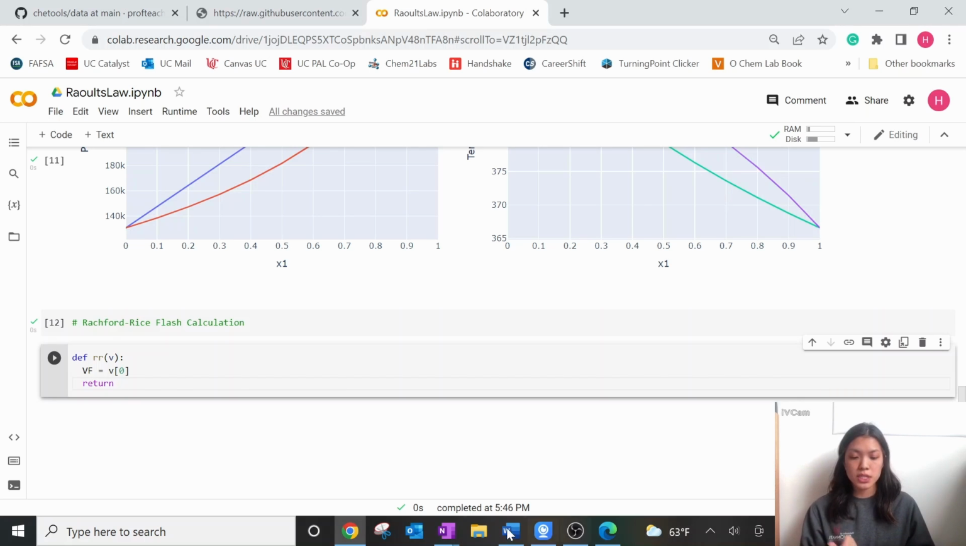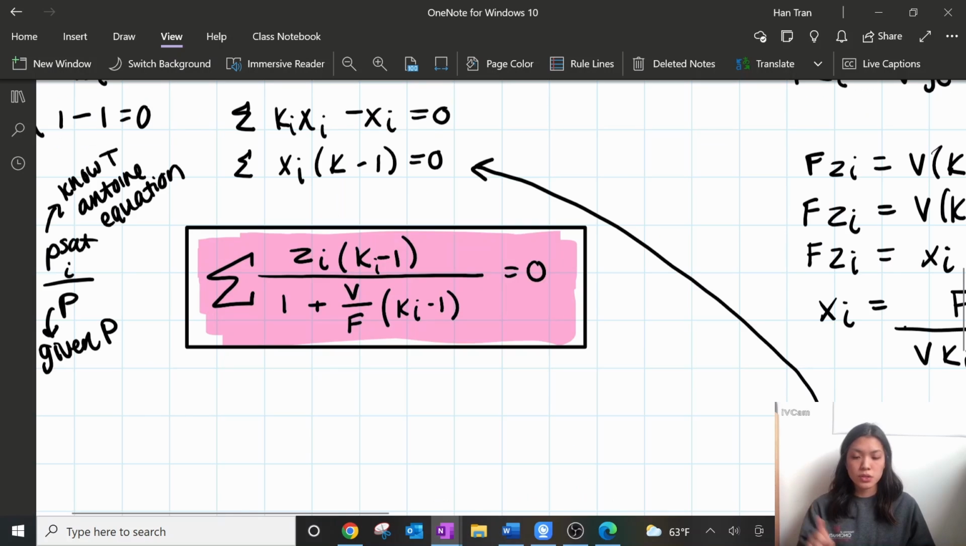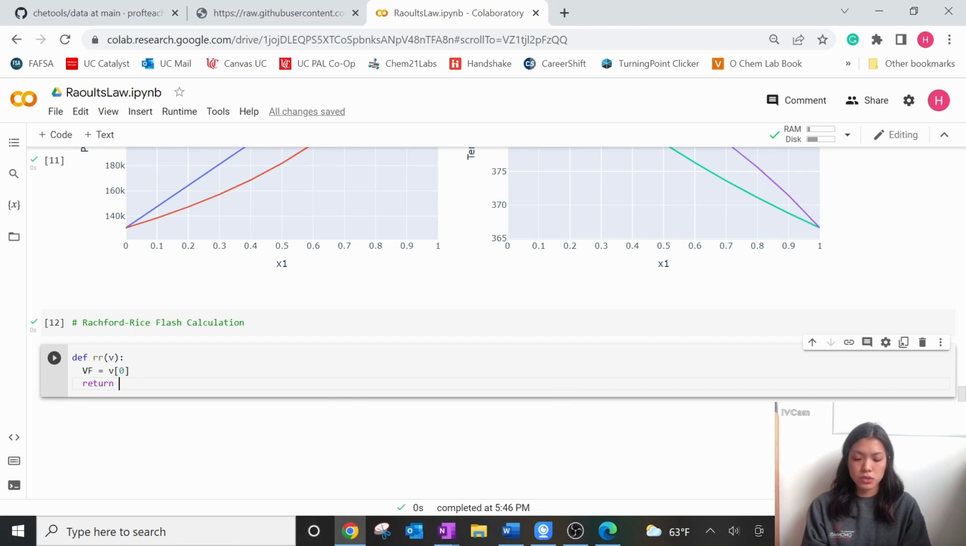So we're going to put the equation in one part at a time. So the first part is the numerator, and that's going to be the feed mole fraction times the quantity of the mole fraction ratio minus 1. And so that is our numerator.